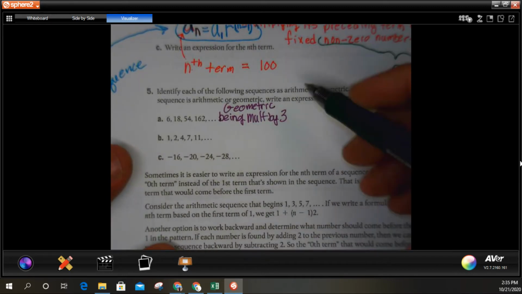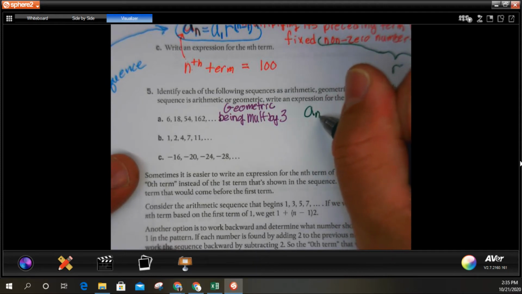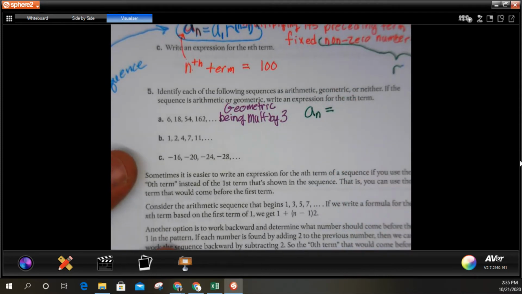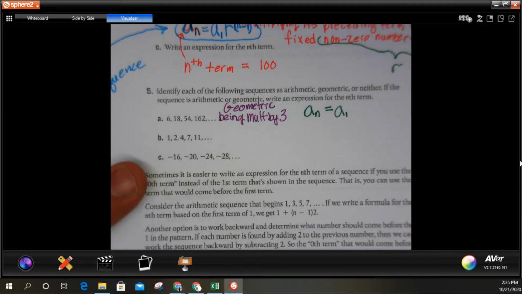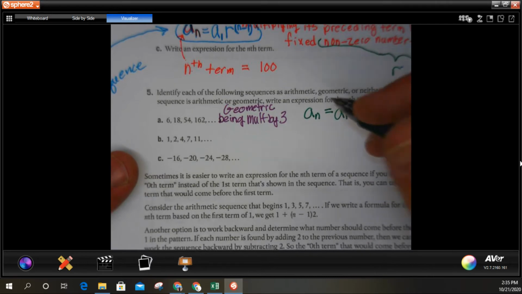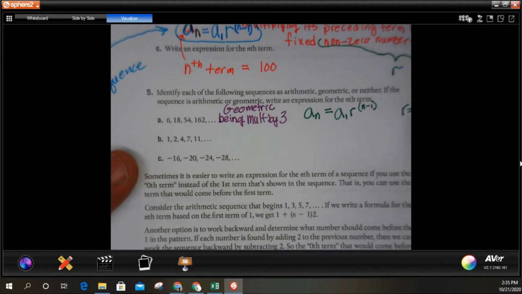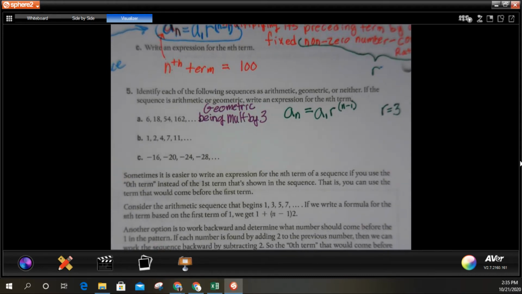And I've got to find the nth term. So I'm going to use my new terminology. Little a sub n equals, okay, my first term, a sub 1, times r to the n minus 1, where my r is going to equal 3.